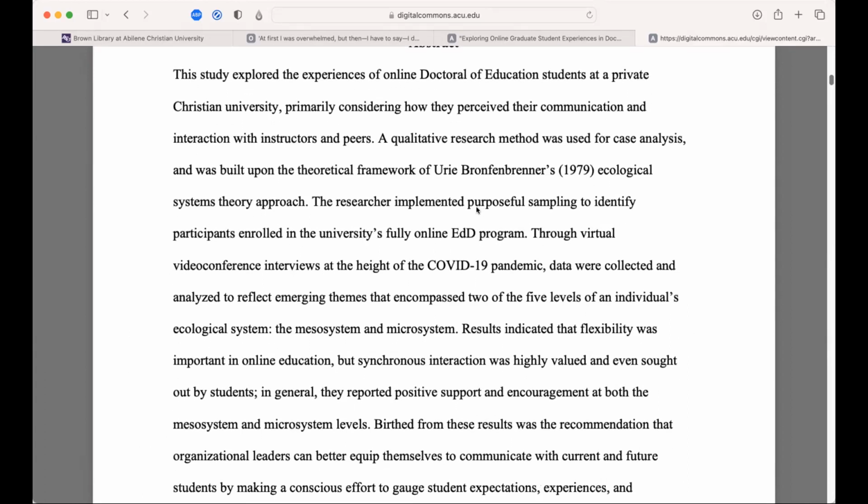So here it says the researcher implemented purposeful sampling to identify participants enrolled in the university's fully online EdD program. So, short version, purposeful sampling: you go out and you recruit participants directly. In this case, I would guess that Dr. Sanders asked classmates, hey, would you participate in my study? And so she's telling us in the abstract.